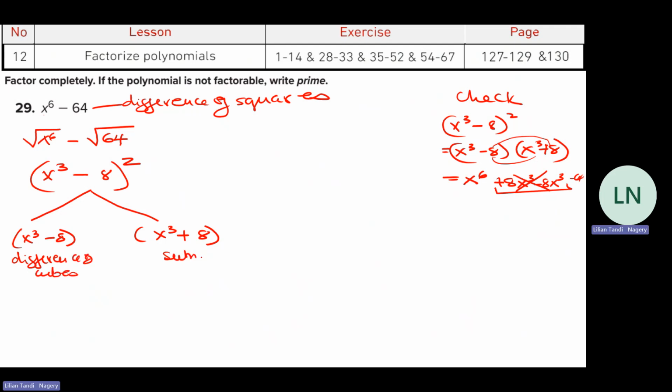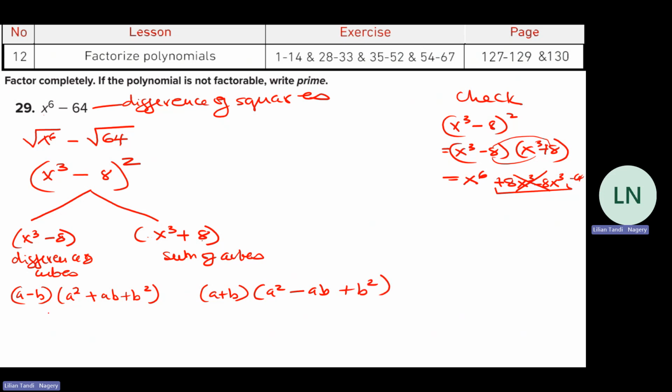And this is a sum of cubes, because this is 1 and 8. 1 and 8 are perfect cubes, and x cubed is also a perfect value. Same thing. So now here you're going to do a minus b, a squared plus ab plus b squared. And then here, a plus b, a squared minus ab plus b squared.